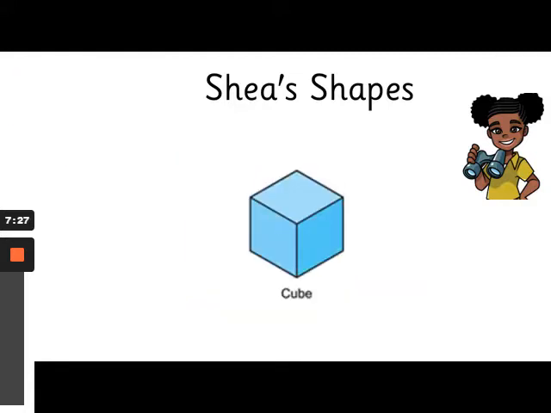Fantastic, the answer is a cube. A cube has 6 square faces. It can be a little bit difficult when you're looking at a picture because you can only see 3 square faces. But hopefully you have worked out that there are 3 square faces that we can't see in this picture.